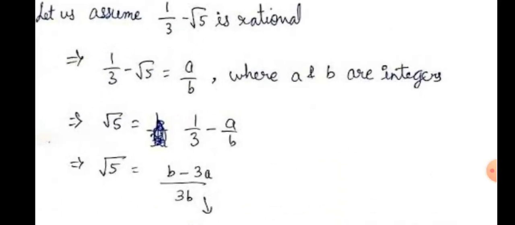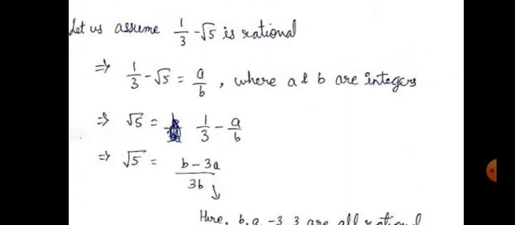Now next question. Prove that 1 by 3 minus under root 5 is an irrational number. So let us assume, हम इसको ये मान के चलेंगे कि 1/3 minus under root 5 is a rational number. So 1/3 minus under root 5 equal to a/b, where a and b are integers. Under root 5 equal to 1/3 minus a/b. So under root 5 equal to (b minus 3a) upon 3b.